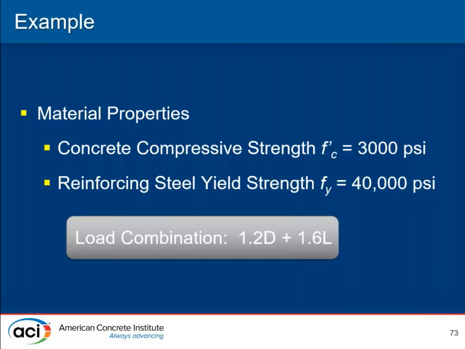Material properties are shown on this slide. The concrete compressive strength is 3,000 PSI. It's an older structure, so the minimum specified reinforcing steel strength is 40,000 PSI. And we're going to be checking for a load combination of 1.2 dead plus 1.6 live loads.